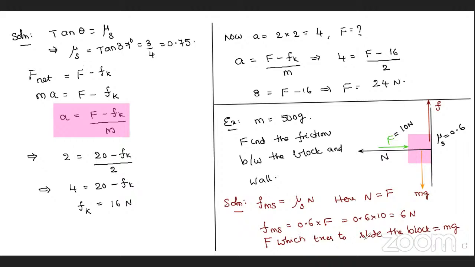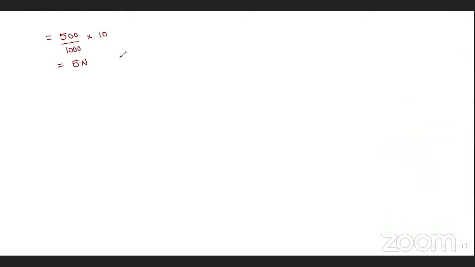So check here. The force which tries to slide the block is less than FMS or greater than FMS? 5 is less than 6, am I right? Yeah, less than 6 means surely the body is at rest. Why? Because it is below the minimum force required, that implies the body is at rest.